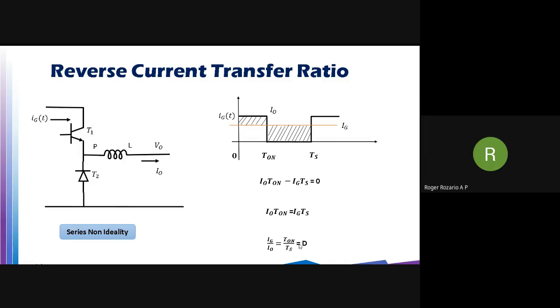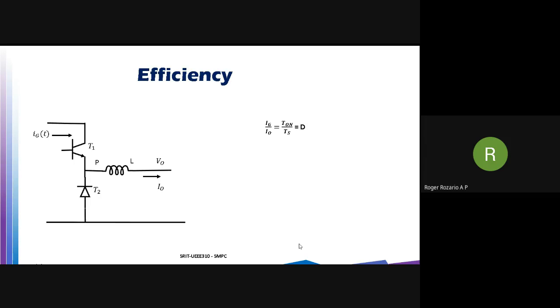Calculating the efficiency. So how will be the efficiency with the switch non-ideality? Reverse current transfer ratio Ig by I naught was equal to D. So I naught by Ig will be equal to 1 by D. What will be the V naught by Vg? Forward voltage transfer ratio V naught by Vg equal to D into (1 minus Vt by Vg minus (1 minus D) into Vd by D Vg).